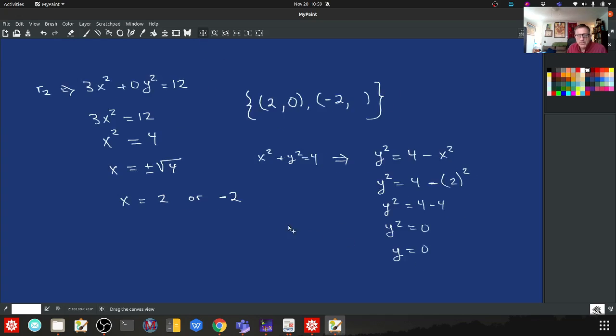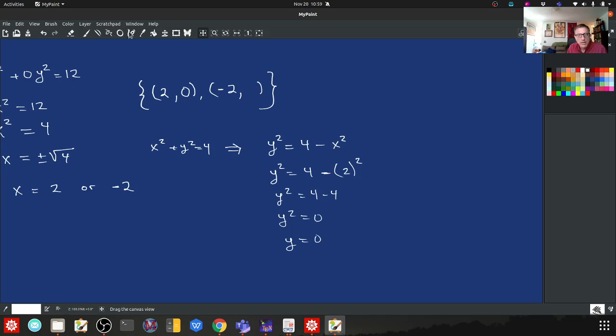Let's do it one other time. Y squared is equal to 4 minus x squared. And now my x is going to be minus 2. But minus 2 squared is still 4. So y squared is equal to 0 over here. So my two possible solutions are minus 2 and 0 and 2 and 0.